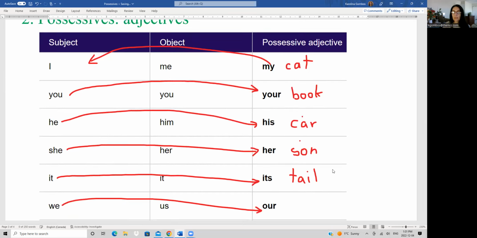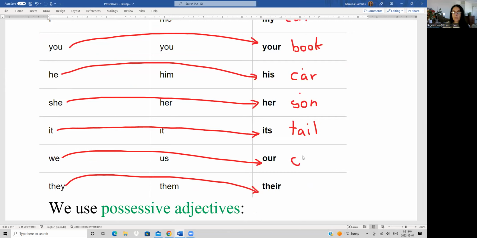His car is fast. Our class is big. Classroom. And their house is beautiful or expensive. Their house. Okay, there you go. So after all the possessive adjectives, we need a noun.